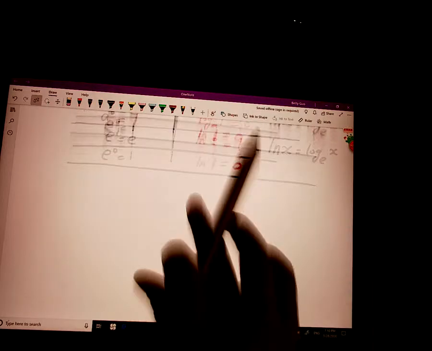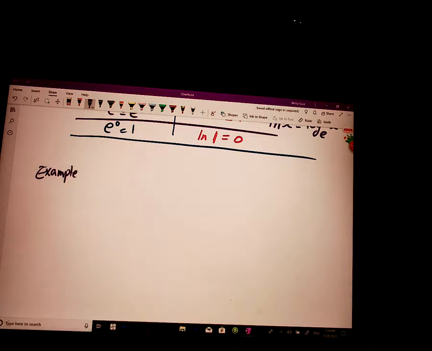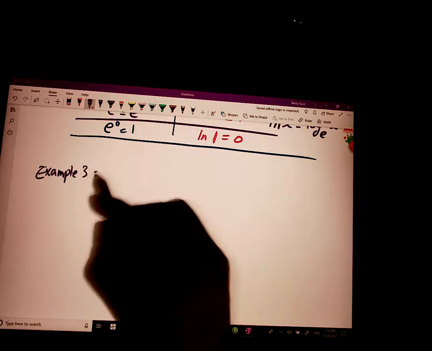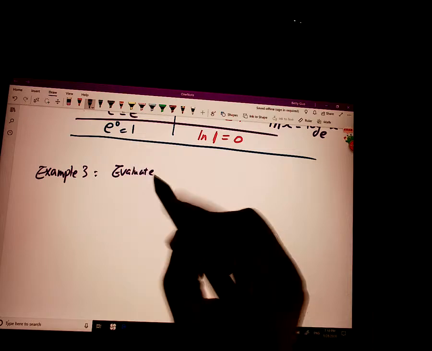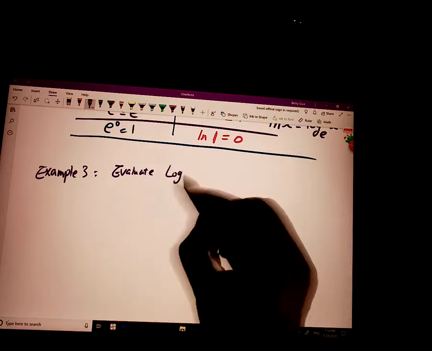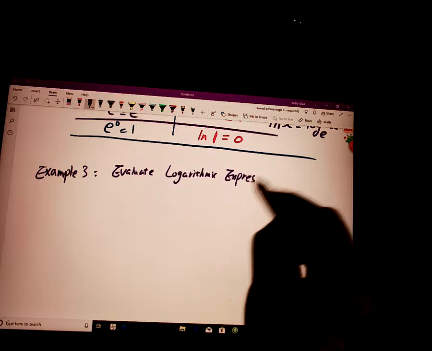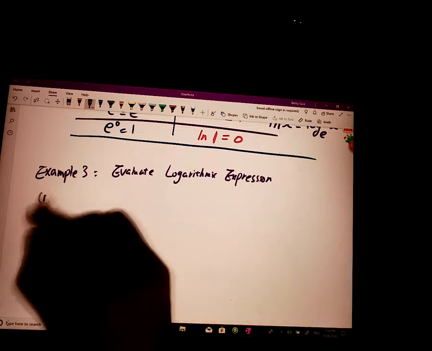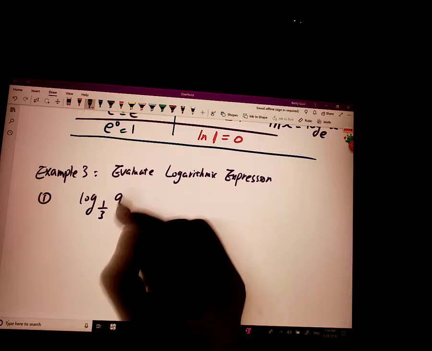Let's continue with example 3. Example 2 is very important, okay? Example 3, we are going to solve some logarithmic equation. No, actually, I'm sorry, we're going to evaluate some logarithmic expressions. Number 1, log with base 1 over 3 of 9.